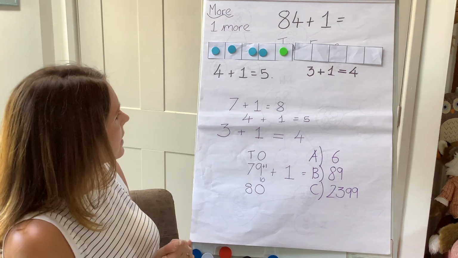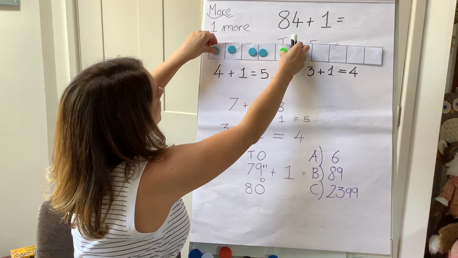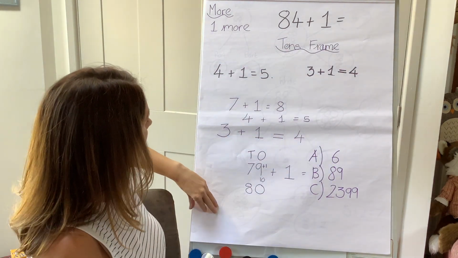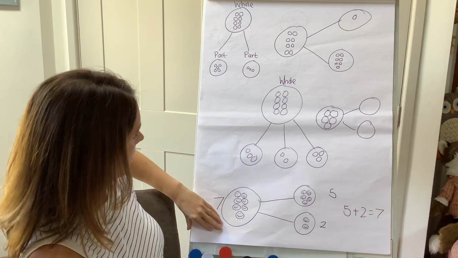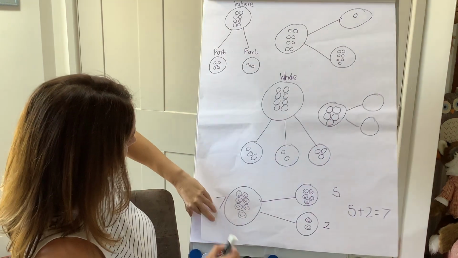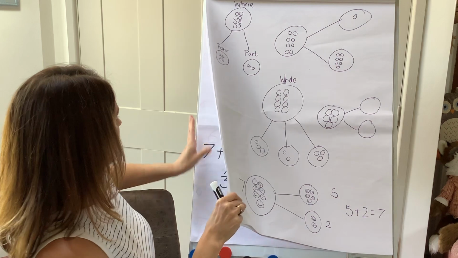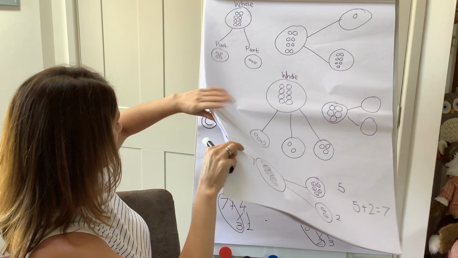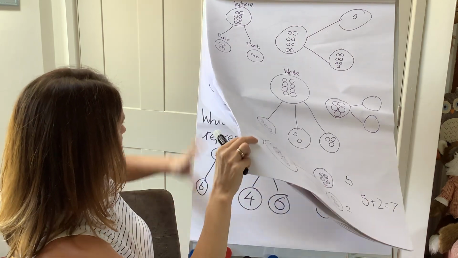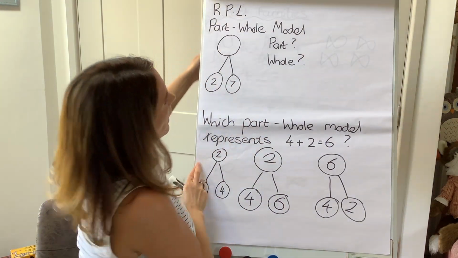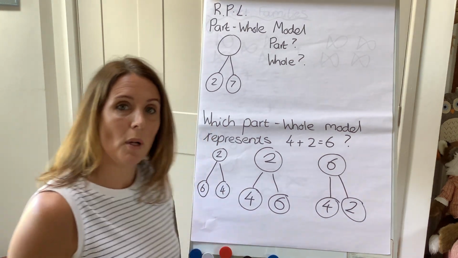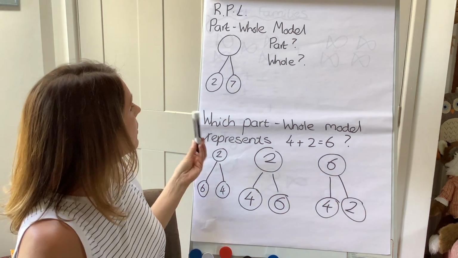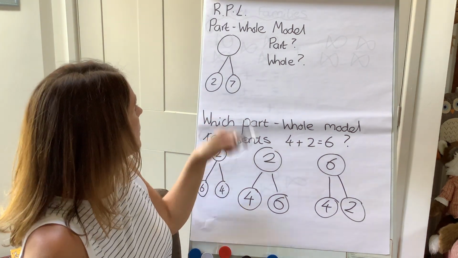Okay, so the next thing we looked at is using the Pothole Model. Okay, so this is the Pothole Model, a really useful model to help us to break up numbers, to find numbers that combine together to add, to find missing parts when we're doing our addition.